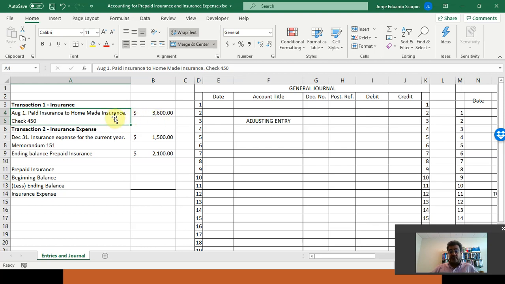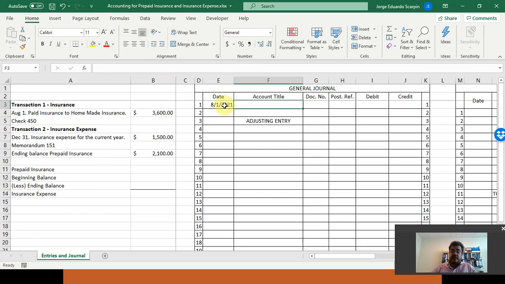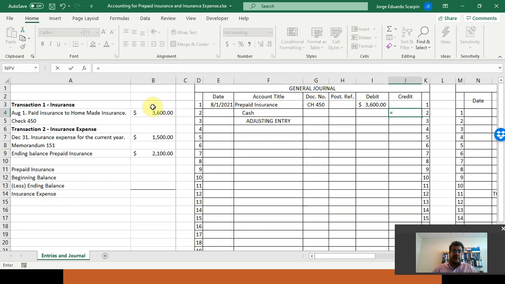So here, August 1st, paid insurance to homemade insurance, check for 450. And this insurance is for 1 year, for instance. So the date, August 1st, prepaid insurance, check for 450. How much? 3,600. And credit cash, 3,600.